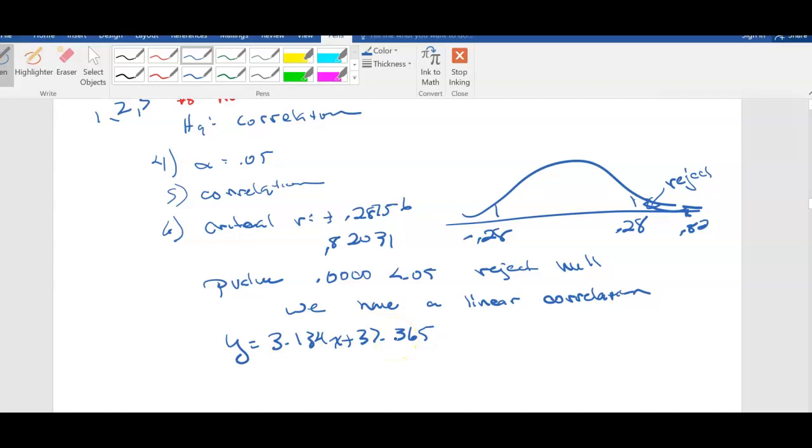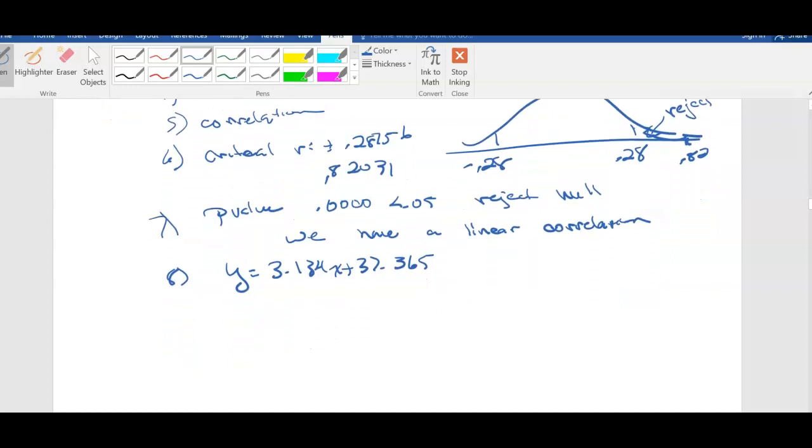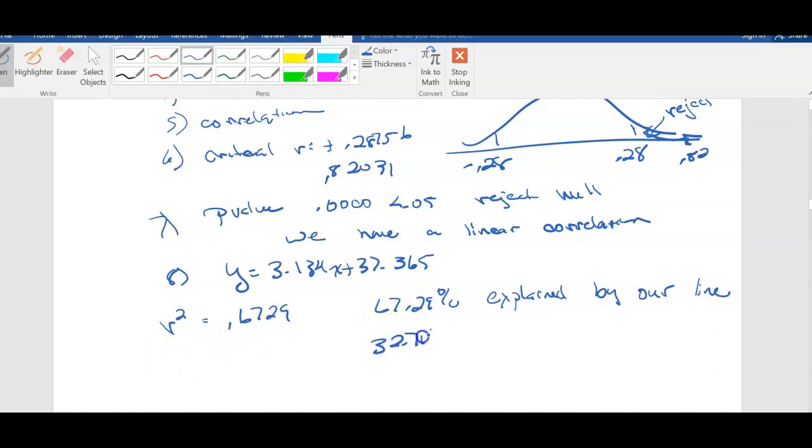Now when we look at this, what's explained by what? So this is 7 and 8. Now we're going to look at our r squared. Our r squared is 0.6729. That means 67.29% is explained by the regression line, and 32.71% is unexplained. So this is explaining our variation, how far off we are. It's not really good. We'd really like this to be higher, but it's not terrible.